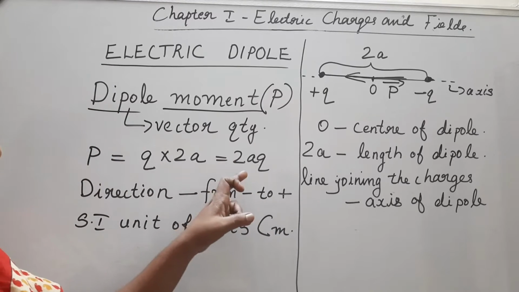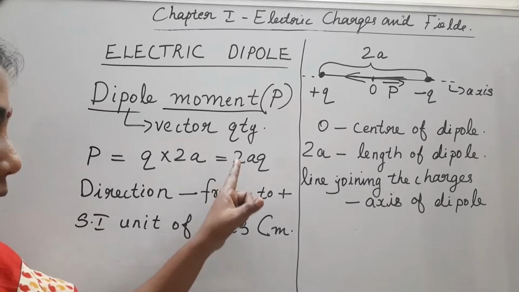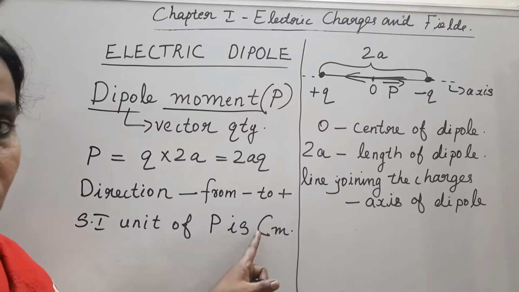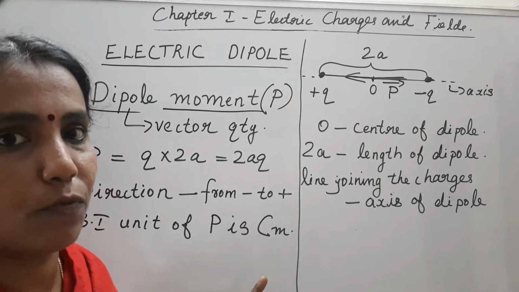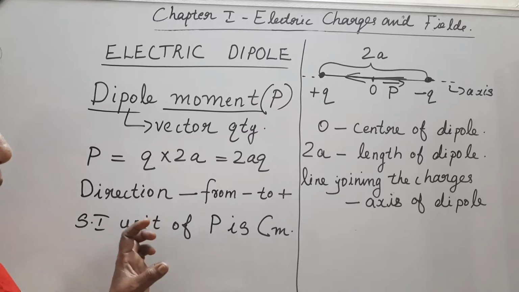And what will be the SI unit of this dipole moment? Dipole moment has the SI unit Cm. What is C? Coulomb, and m stands for meter. So this is the fundamentals regarding the electric dipole.